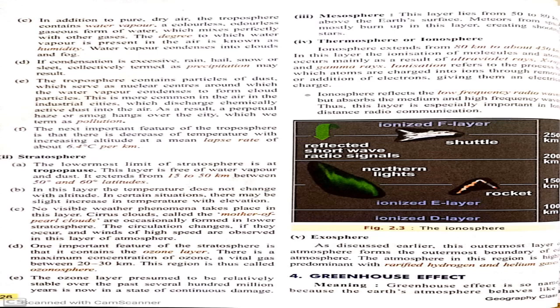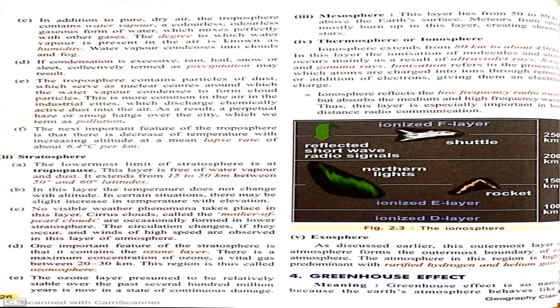The same way the Earth's atmosphere also absorbs, or means lets in, the heat and releases the heat slowly. Okay, that's why it is known as greenhouse effect. The Earth's atmosphere absorbs the heat as well as releases the heat.